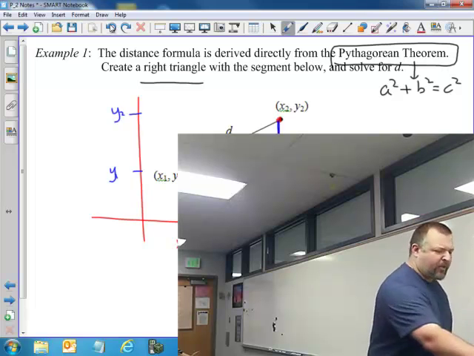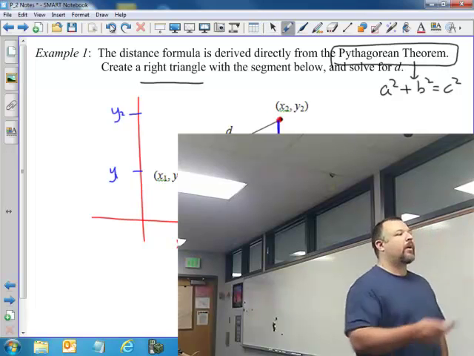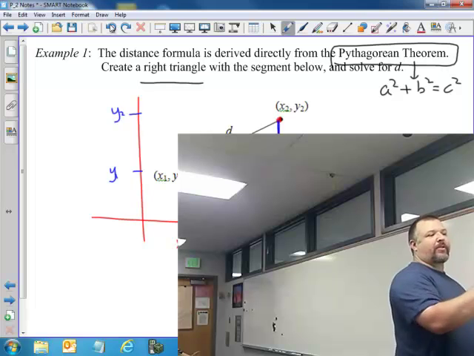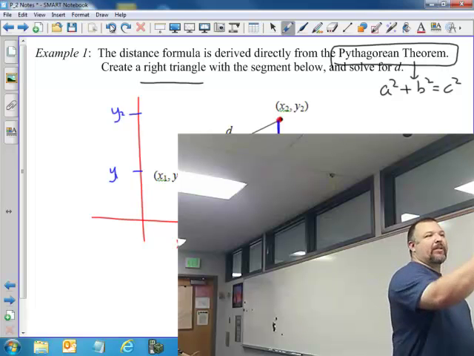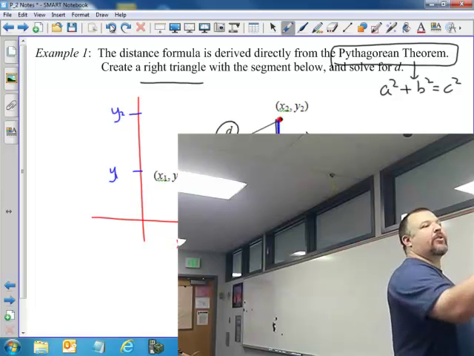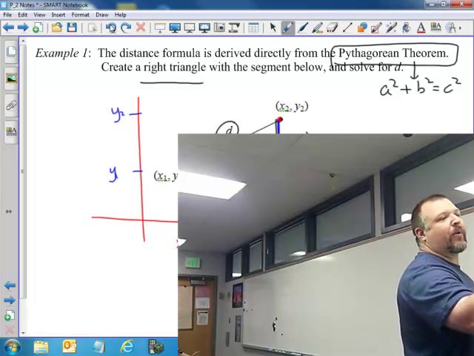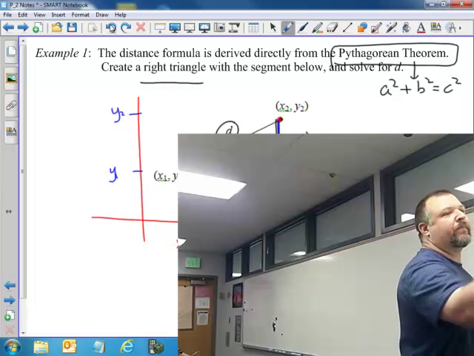y2 minus y1. So how do we use the Pythagorean theorem then to make this happen? Well, we have all three sides of the triangle now. a is now x2 minus x1. b is y2 minus y1. And c is just plain old d, our distance. So we're going to write (x2 minus x1) squared plus (y2 minus y1) squared equals d squared.